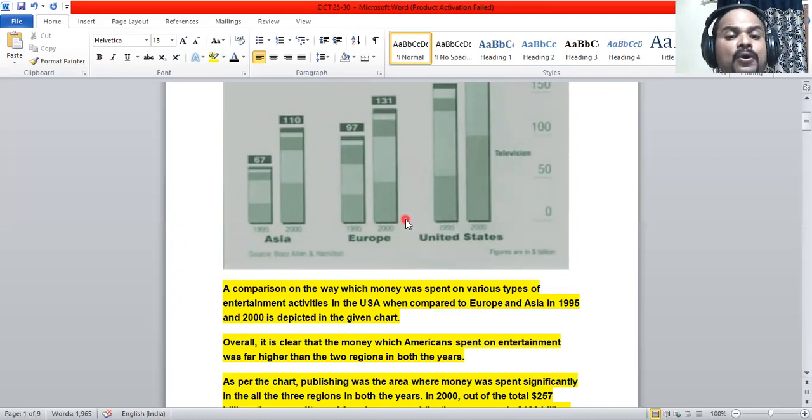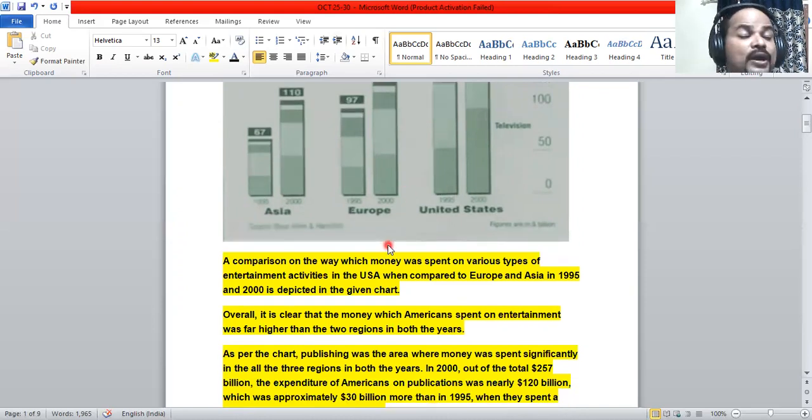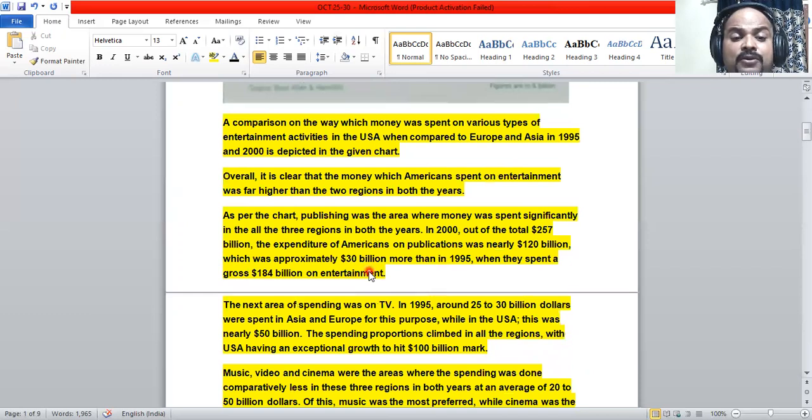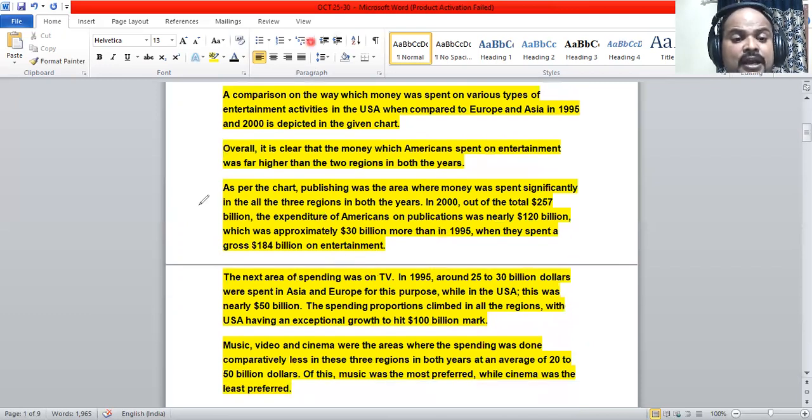So this is the total story. The complete picture is there. So a clear-cut overview is framed, and we can say a clear-cut introduction is given. Now I have framed the first paragraph, and it deals with publishing. The second paragraph deals with the spending on TV, and the third paragraph deals with spending on music, video, and cinema. So this is based on the priority. You can see the most amount is spent on publishing, in all the three regions.